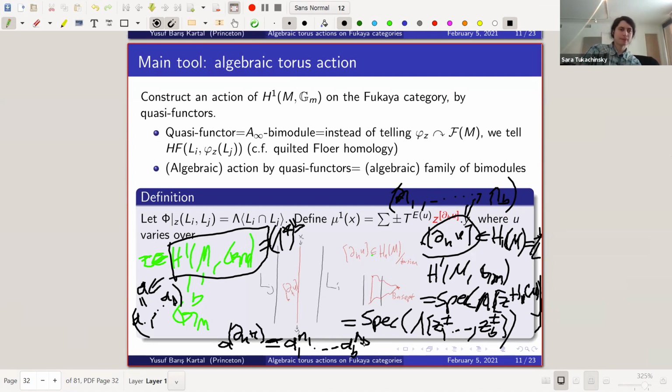So if it makes you more comfortable, you can assume the first homology is one-dimensional and just pick a generator of the integral first homology modulo torsion. Then you can identify this partial HU with a number, and Z is just going to be some single other element of lambda star. But as I said, before defining the families, I'm just defining the bimodule for a single Z.